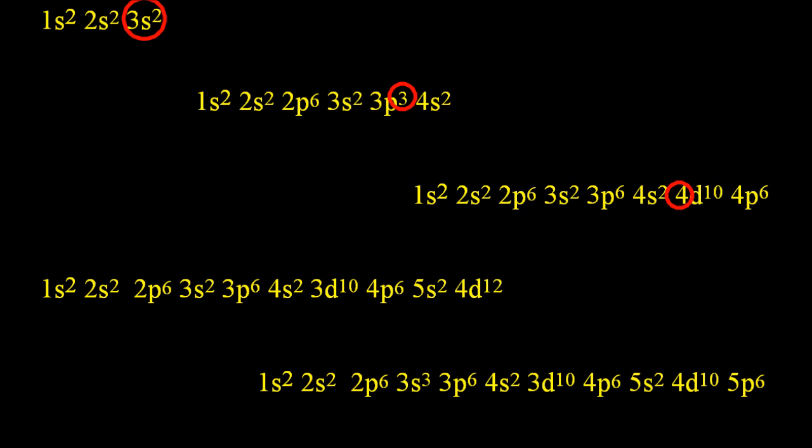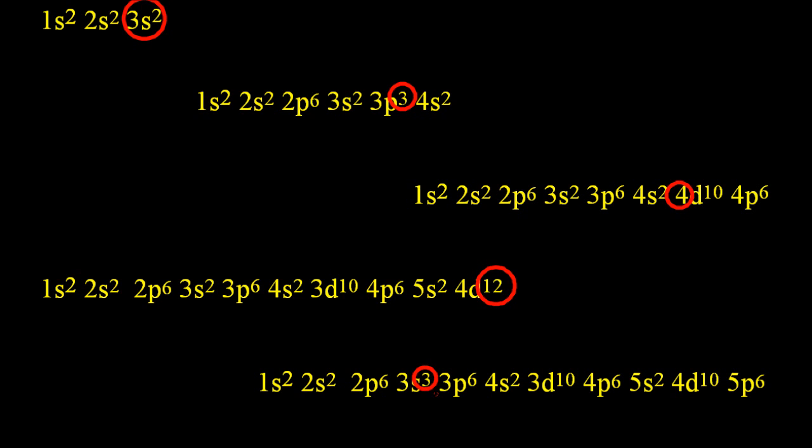4d10, nope, should be 3d10. You've forgotten that the d's are out by one there. 4d12, nope. d's can only hold 10 as a maximum. 12 too many. And 3s3, s can only hold 2 as a maximum.